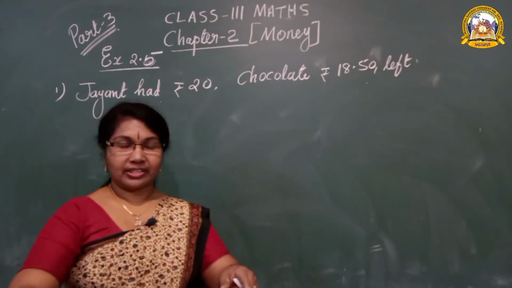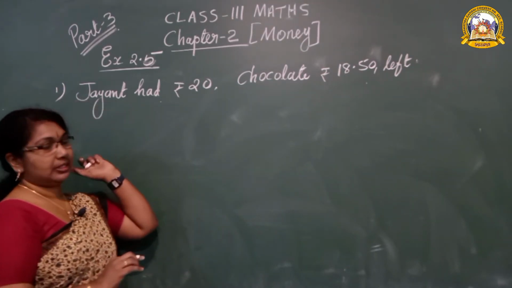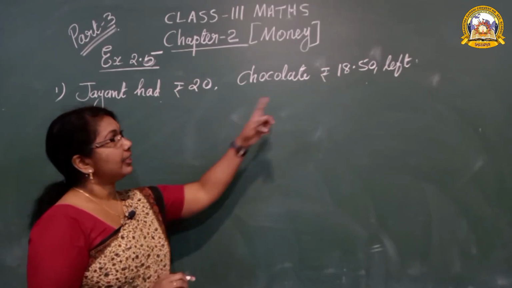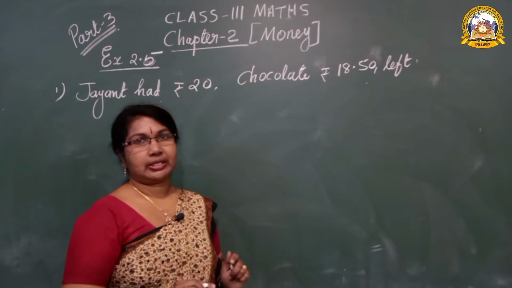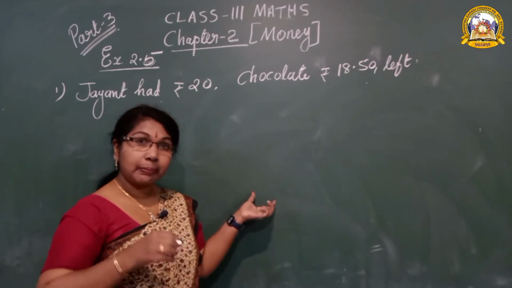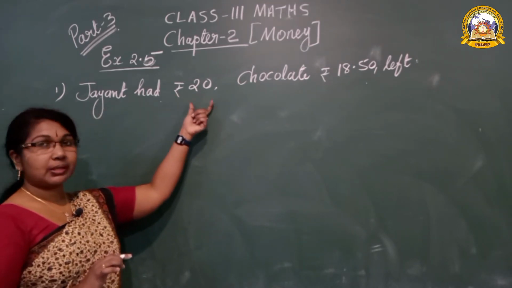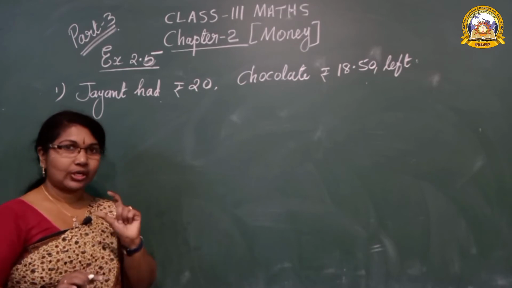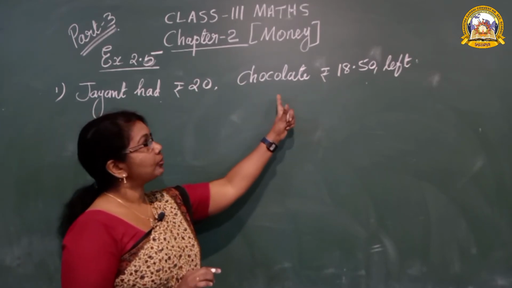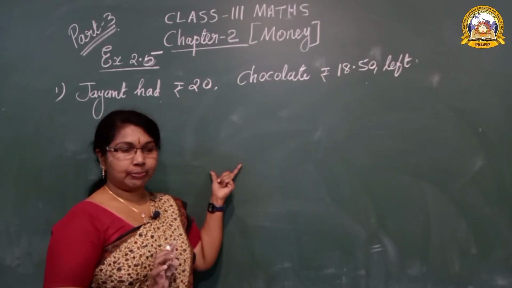Jayanth is having how many rupees, students? 20 rupees. He bought a chocolate for his sister, 18 rupees 50 paisa. How much money is left? Left means इतना पैसा उसके बाद अभी बचा है. पहले इसके पास हाउ मेनी रुपीस था बेटा? 20. उसने एक चॉकलेट लाया, किसके लिए? उसका ब्रदर सिस्टर के लिए. व्हाट इज द कॉस्ट ऑफ द चॉकलेट? 18 rupees 50.